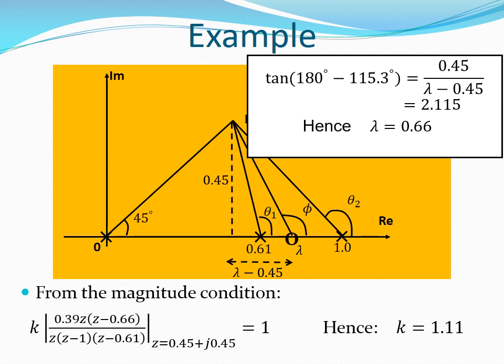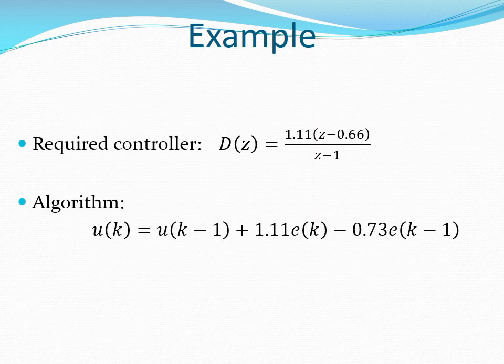From the magnitude condition, at the point 0.45 plus j 0.45, we obtain K as being equal to 1.11. Therefore, the required controller TF is D(z) equals 1.11 (z minus 0.66) divided by (z minus 1). The corresponding algorithm is u(k) equals u(k minus 1) plus 1.11 e(k) minus 0.73 e(k minus 1).